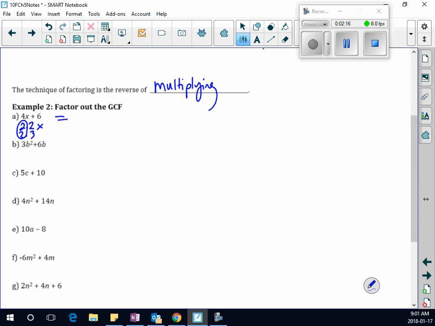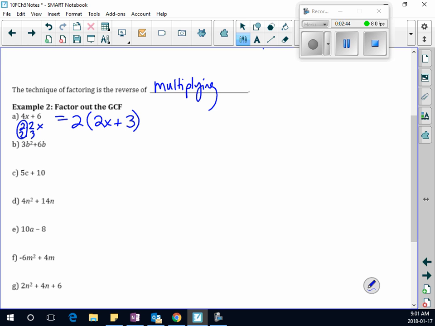When I factor, I'm essentially dividing a 2 out of both terms. If I take a 2 out of 4x, you're dividing 4x by 2, and I get 2x. If I take a 2 out of 6, I get a plus 3. The nice thing about this is if you wanted to check your answer, all you have to do is multiply 2 times 2x, 4x. 2 times 3, 6, exactly what I started with.